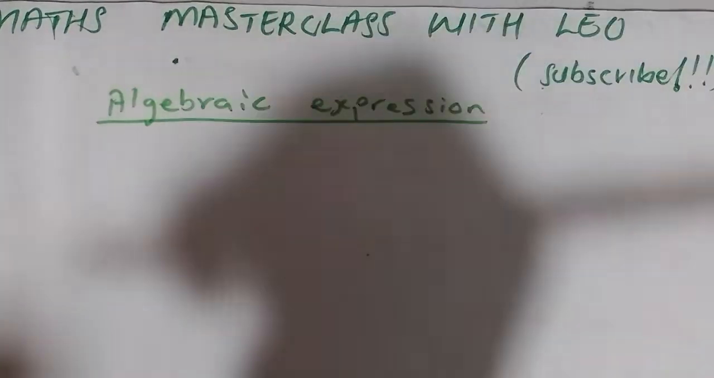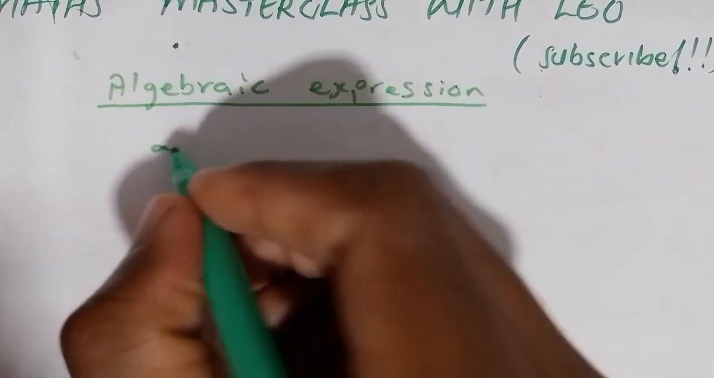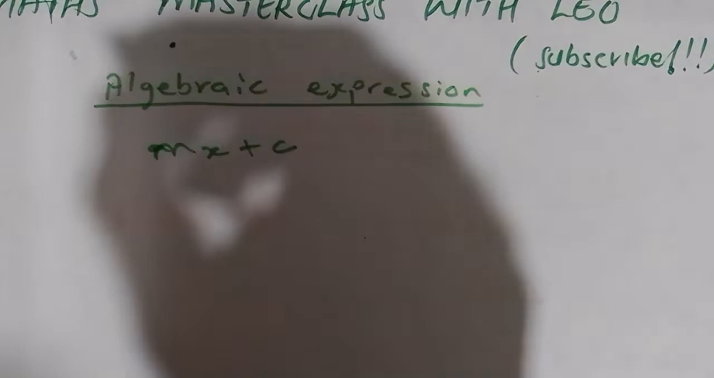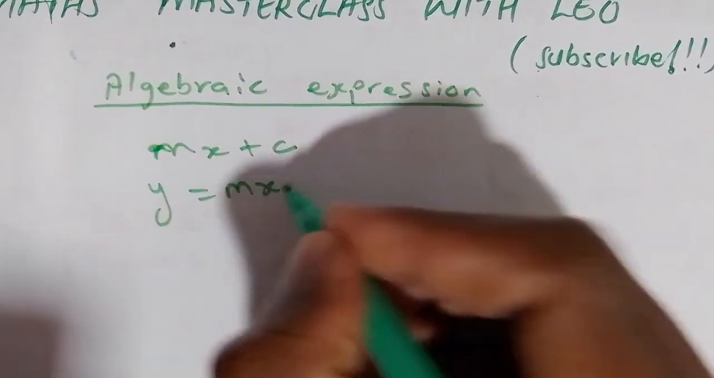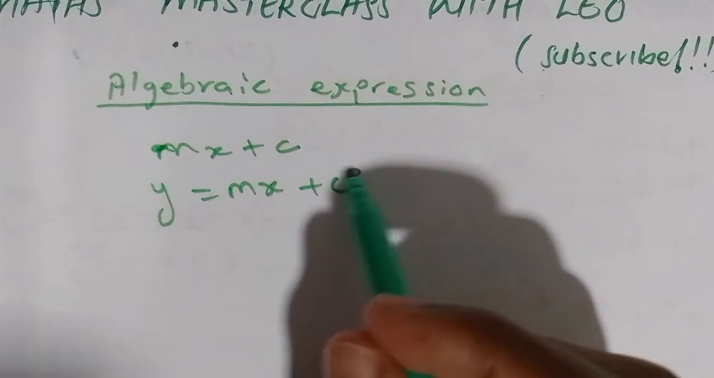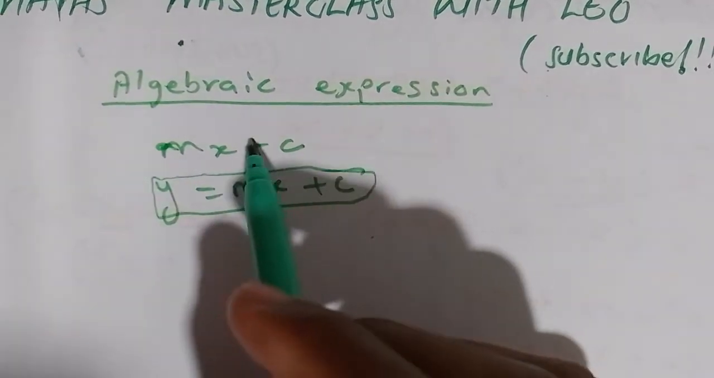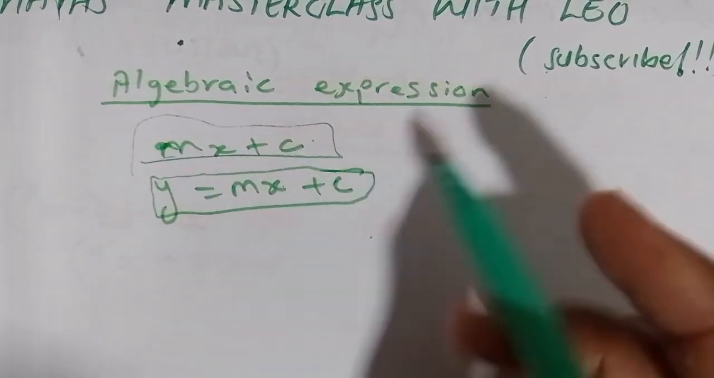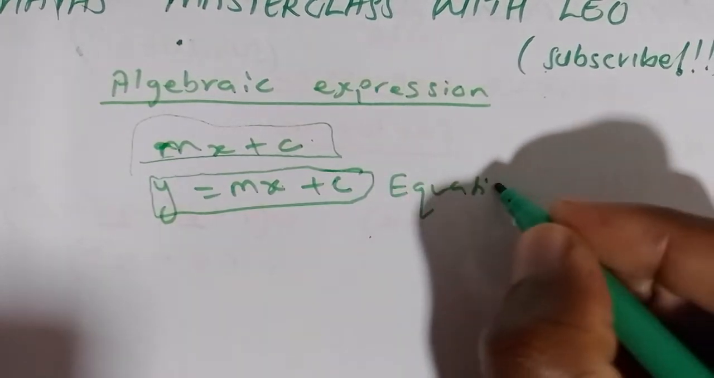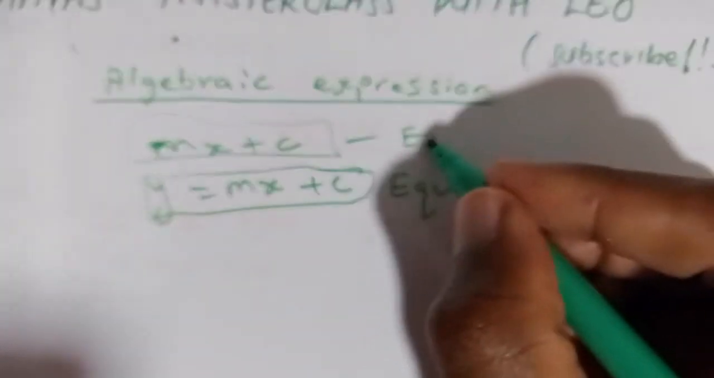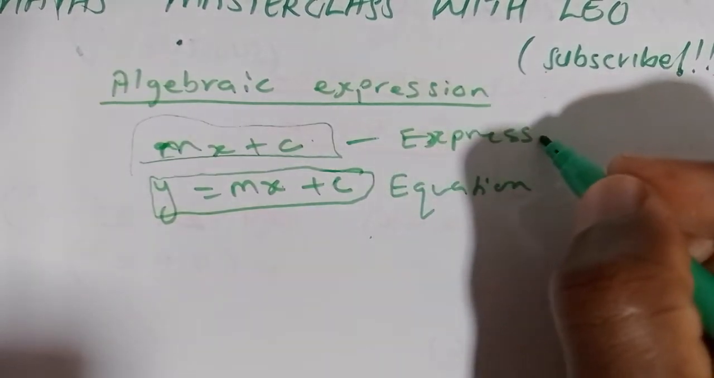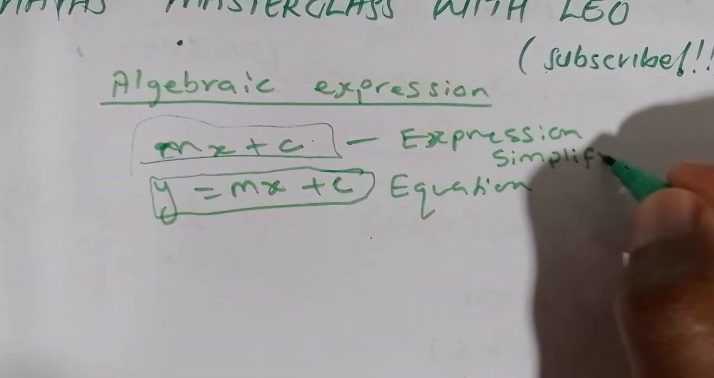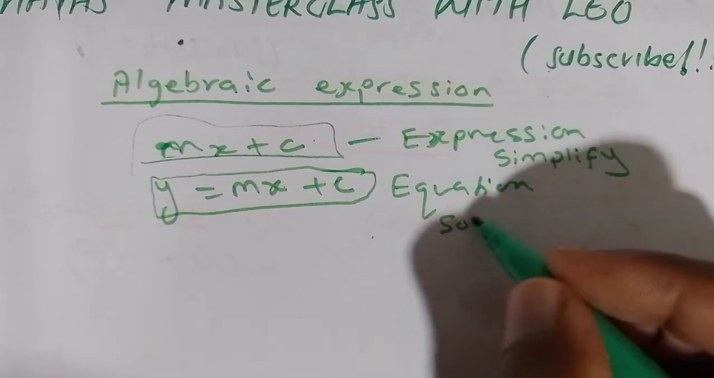An example of an expression can be written as ax or mx plus c. This is an expression. Then this is an equation. These two things are very different. You can never say this and this are the same thing. This is an equation and this is an expression. When you see an expression, simplify. When you see an equation, solve.